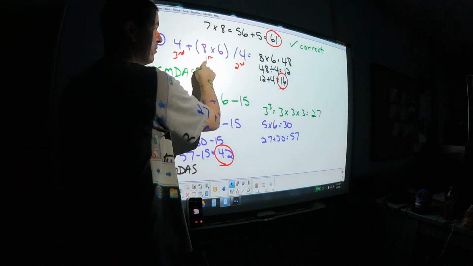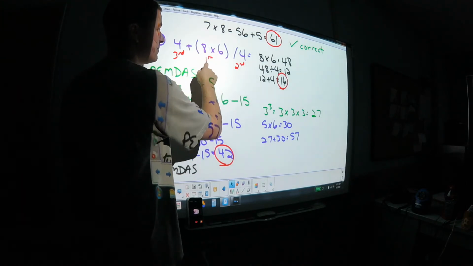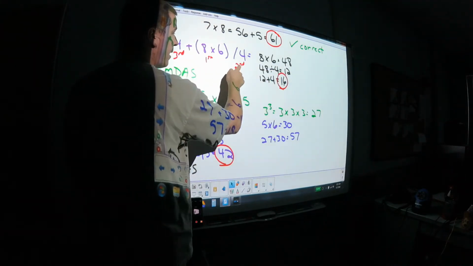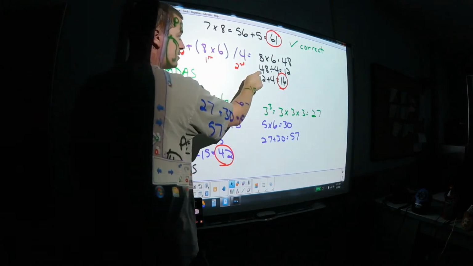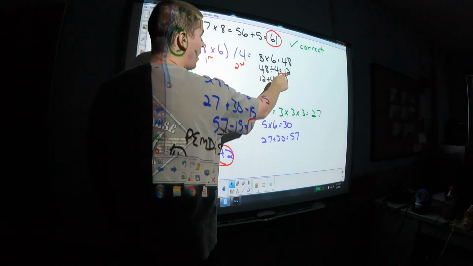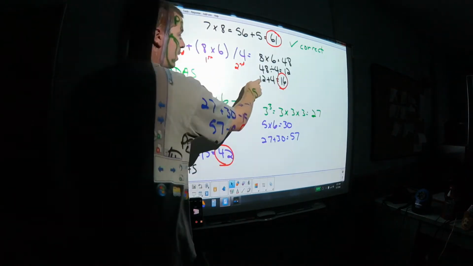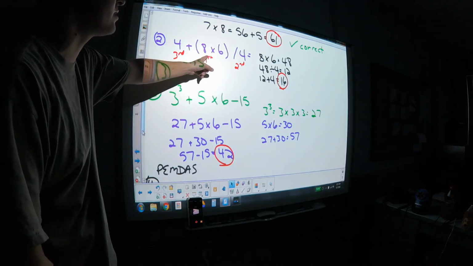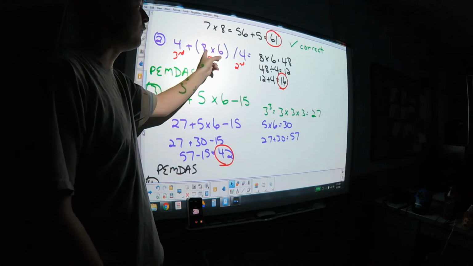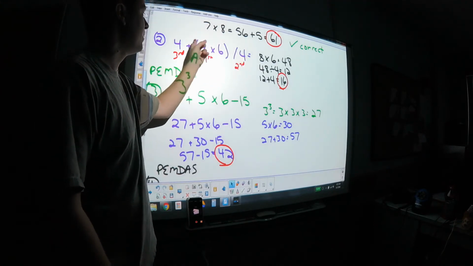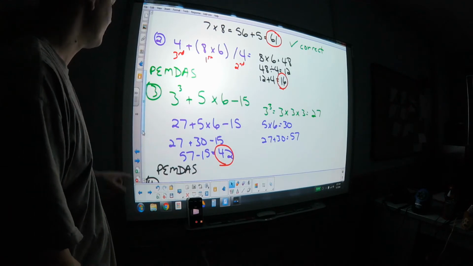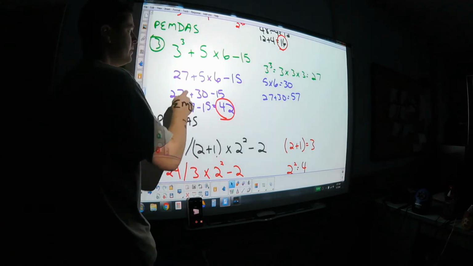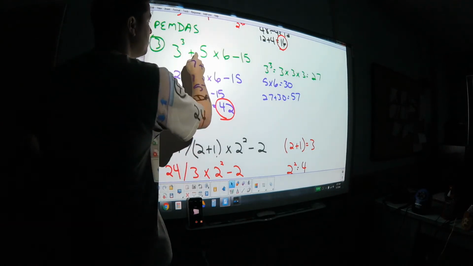So first is the parentheses, 8 times 6, which is 48. Then 48 divided by, because remember the 48 replaced the 8 times 6, so 48 divided by 4 is 12. 4 plus 12 is 16. So 16 would be our answer. We did this first, got 48. We take that 48, we divide it by 4. Then we added 4.